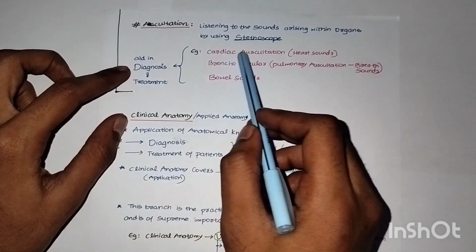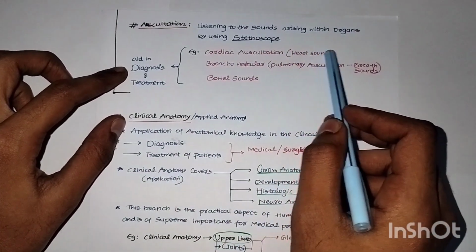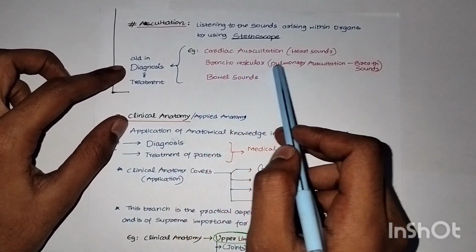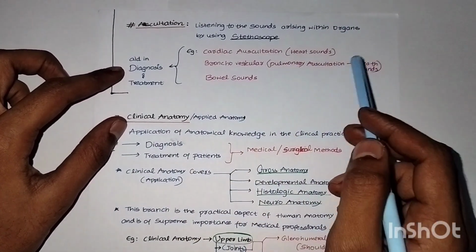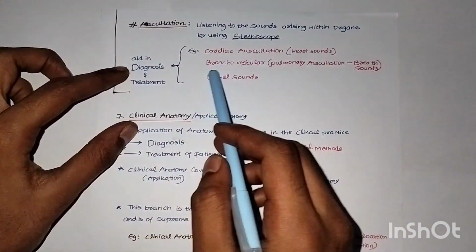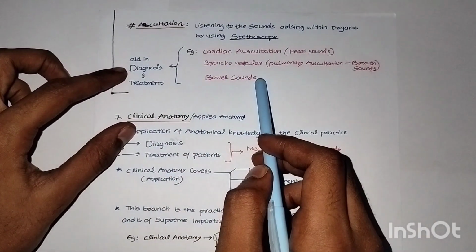For example, cardiac auscultation, you will hear heart sounds, right? So those are cardiac auscultations. And bronchovesicular, pulmonary auscultation, you will hear breath sounds, and you will hear the bowel sounds. You'll listen to the bowel sounds.